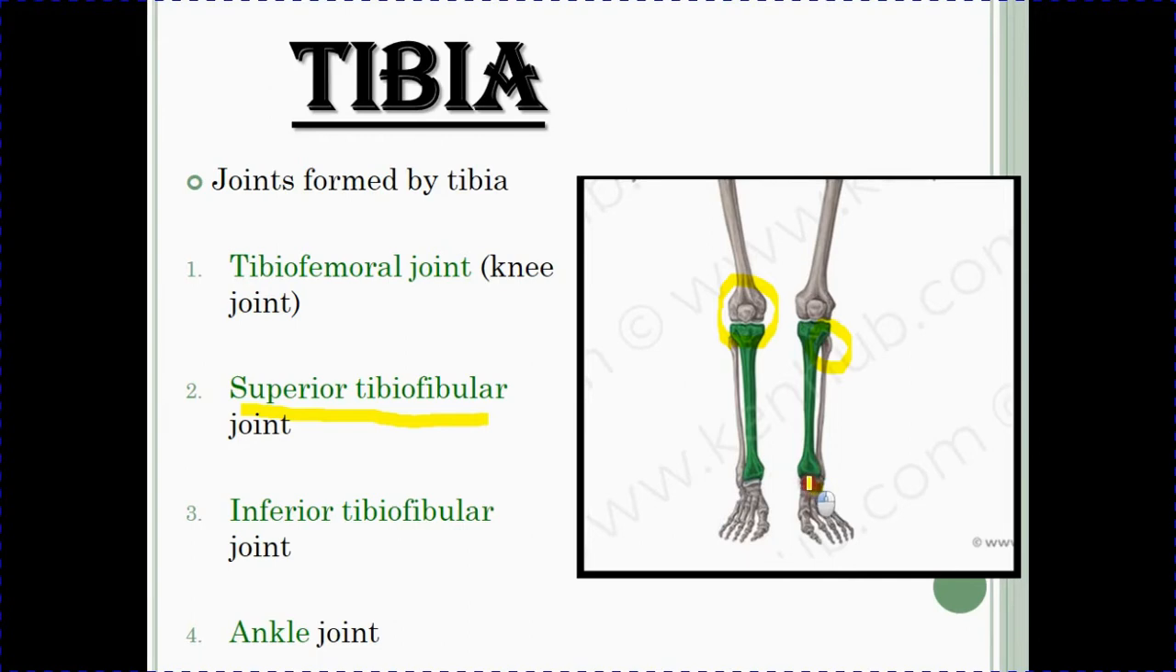Similarly, the inferior end of the tibia articulates with the inferior end of the fibula to form the inferior tibiofibular joint. The tibia also articulates with the talus bone of the foot to form the ankle joint. So four joints are formed by the tibia: the knee joint, superior tibiofibular joint, inferior tibiofibular joint, and the ankle joint.